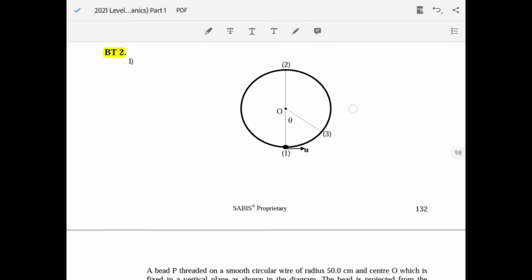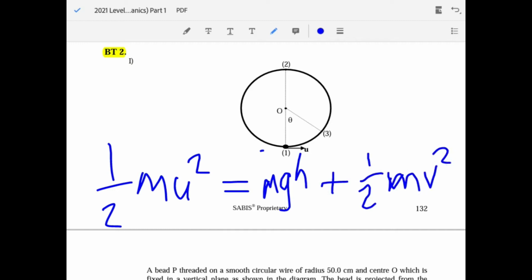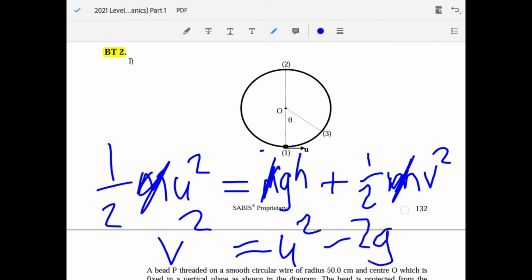So conservation of energy. Half m u squared. Now if you take this as the U level, then you don't have to worry about it, where the potential is zero, is equal to mgh, so m, g, h, plus half mv squared. Do some cancelling, do some substituting, you get m cancel, m cancel, m cancel. Multiply it by 2, you get v squared is equal to u squared minus 2gh.